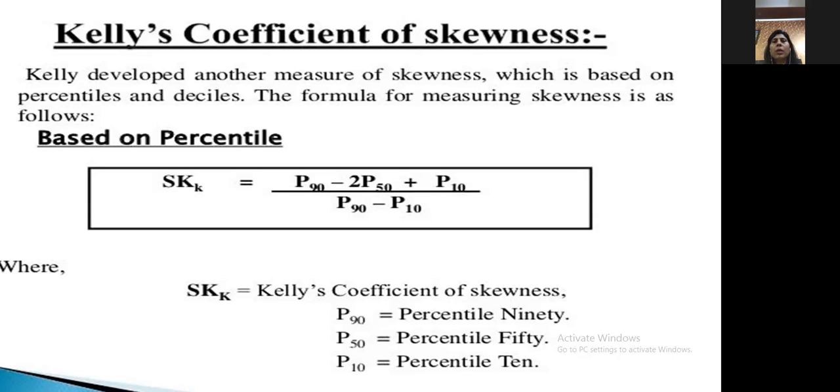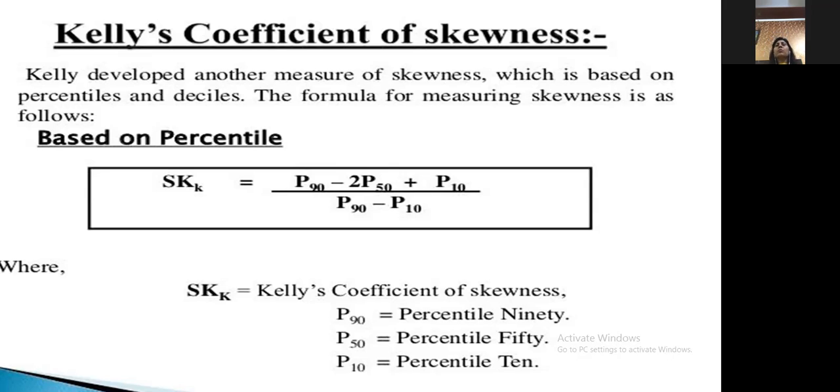And after that, putting that value of Bowley's coefficient of skewness. Let's move on to the next coefficient of skewness, and that is called Kelly's coefficient of skewness. As I said, it is one of the relative measures of skewness. It's not an absolute measure of skewness. This is a relative measure of skewness.